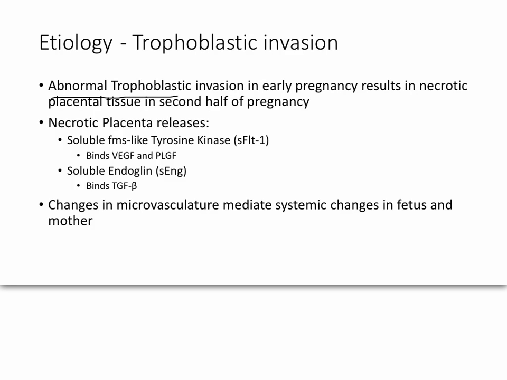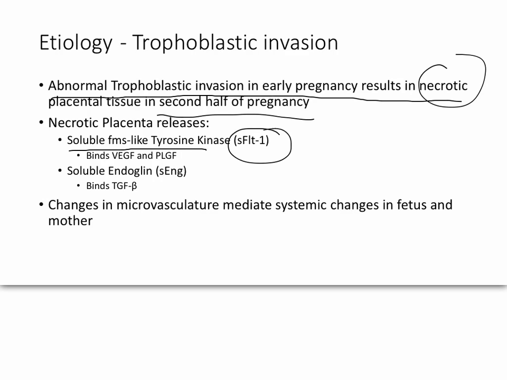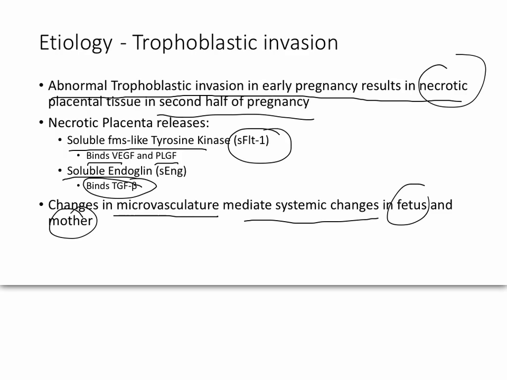You have abnormal trophoblastic invasion in early pregnancy. This causes a necrotic placenta in the second half of pregnancy. Then this necrotic placenta, this dying placenta, produces soluble FMS-like tyrosine kinase, which binds to VEGF. It also binds to PLGF, and so it prevents them from acting where they need to act. And then you have soluble endoglin, which will bind to TGF-beta. And ultimately, you have severe changes in the microvasculature that cause systemic-wide changes in both the fetus and the mother.